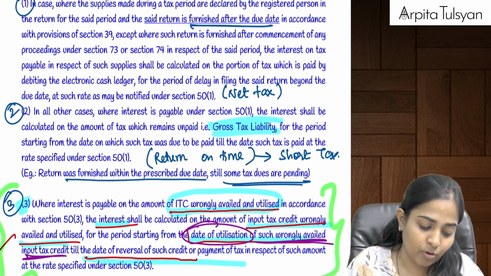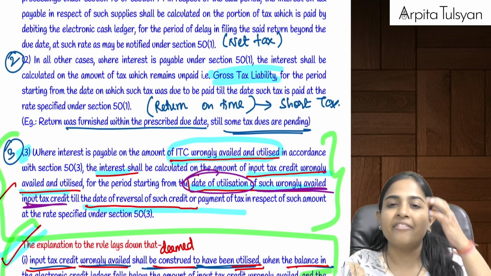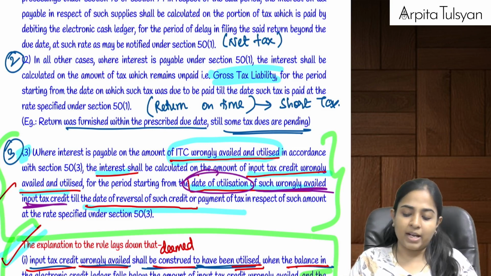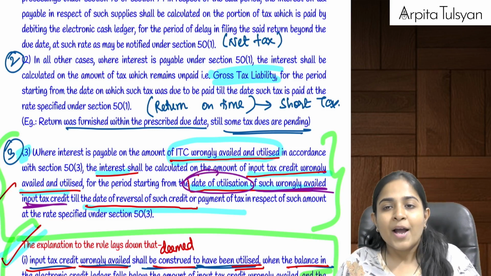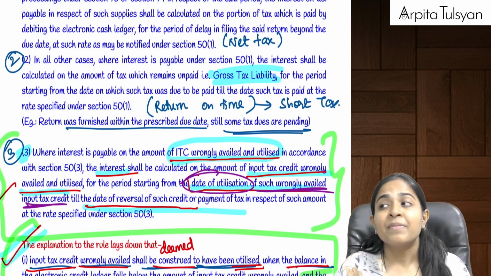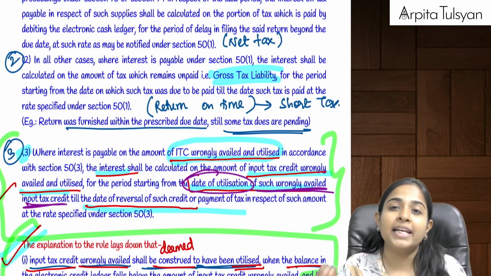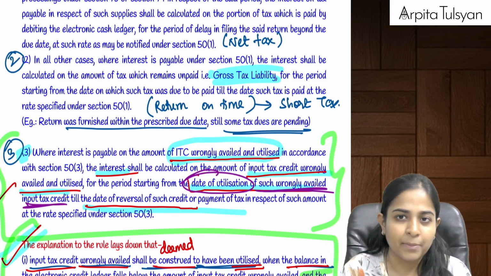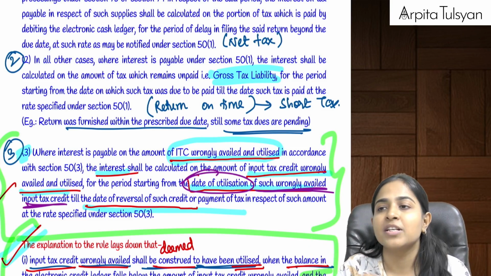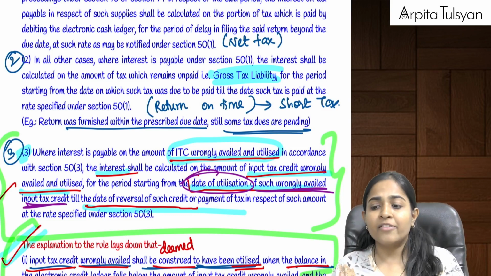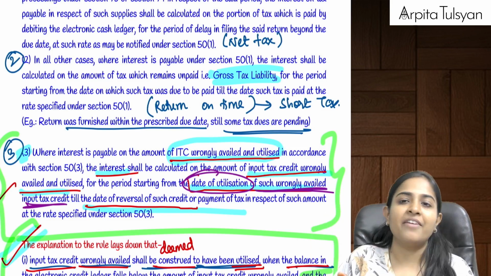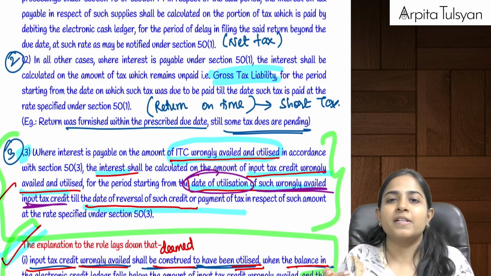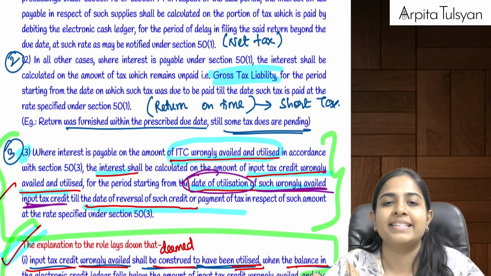And the last case is when we have availed any ITC, any input tax credit, wrongly, and we have utilized it. First of all, ITC can be availed, but there are some ITCs which are not allowed, which we cannot avail, which are blocked, etc. But still, if I have availed it and then reverse it, the government has no problem because the money is still with the government.